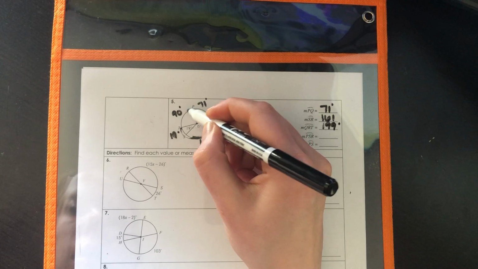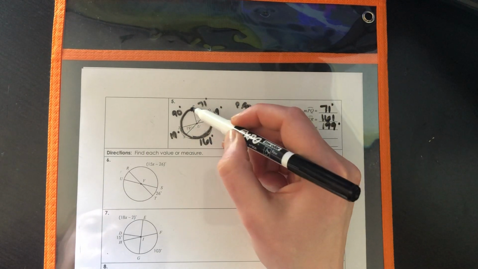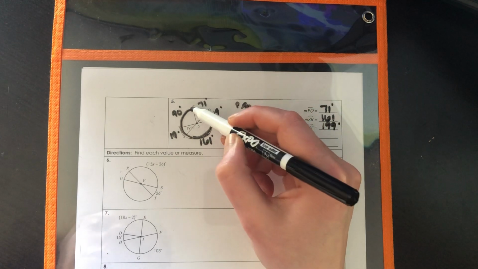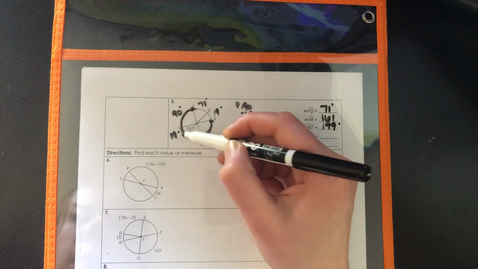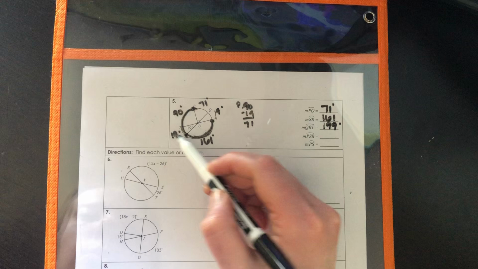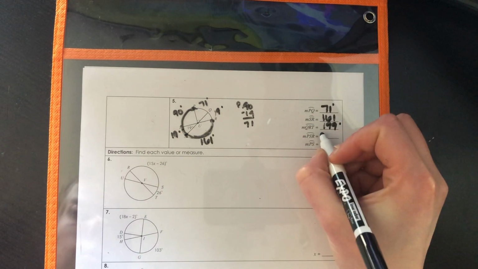P to S to R. Okay, because if I go this way, I don't hit S and I hit R. I need to stop at R at the end, so I go the other way. So that way I pass S, stop at R. So then I add these three together. Again, I've got 180 plus 90 is 270.